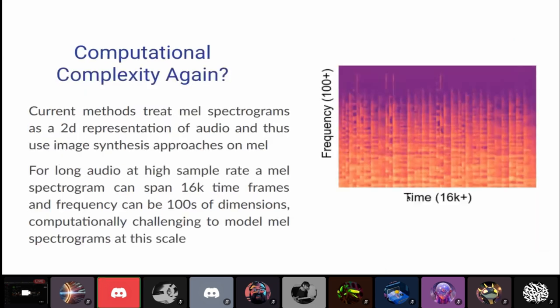Yeah. Well, the challenge again working with ML spectrograms is that we are not modeling audio in just a few seconds of audio. We have chosen to model long audio, that is audio spanning minutes, and with a high sample rate of about 44 kilohertz. Well, the current approaches propose to treat ML spectrograms as a 2D representation, and you'll often hear that most people work with ML spectrograms as an image.